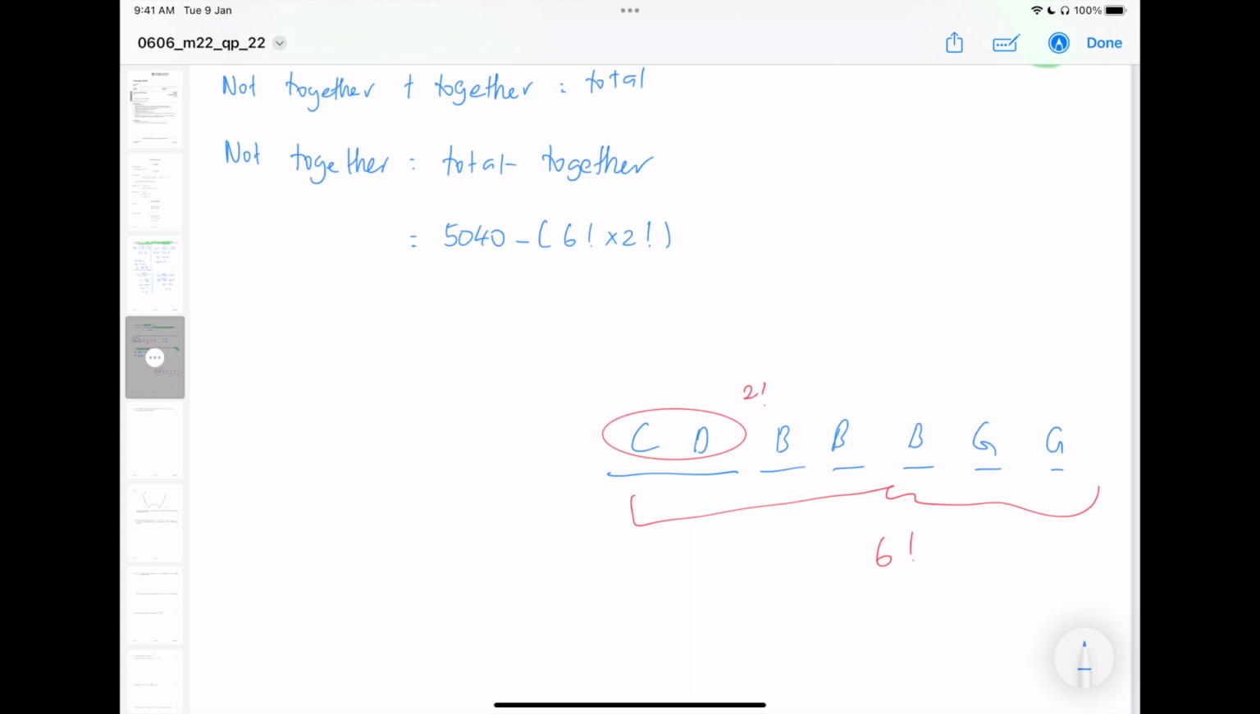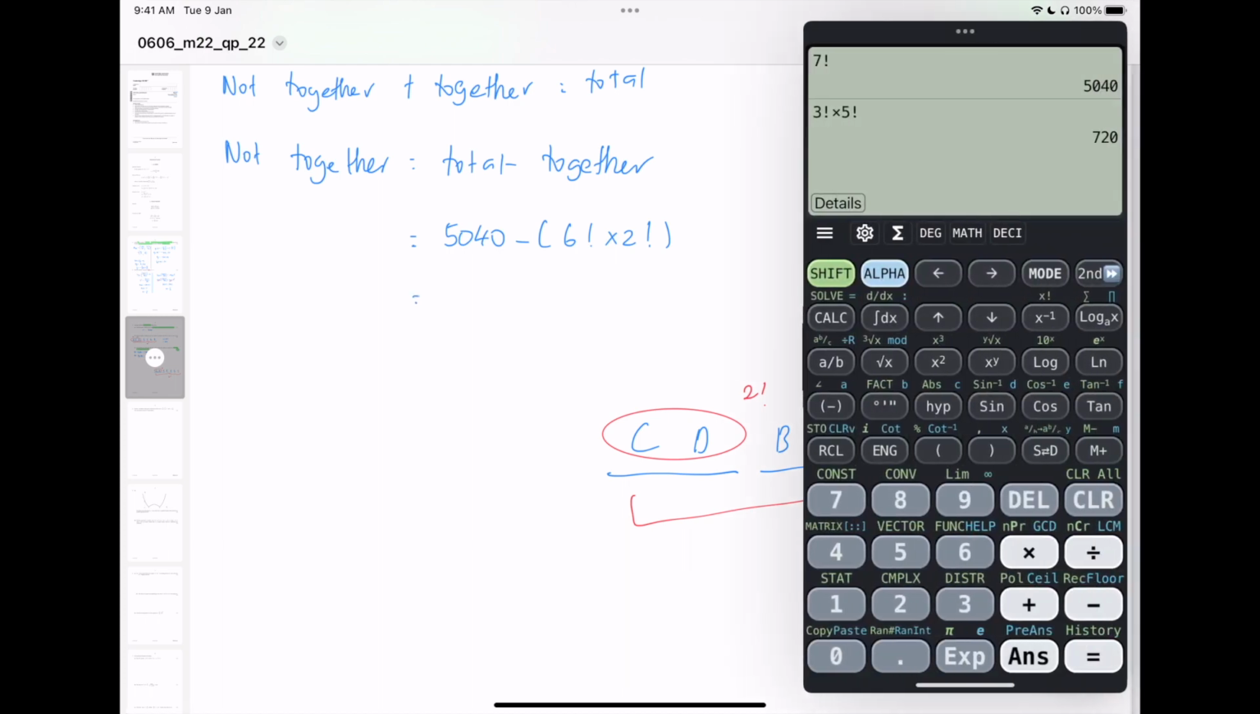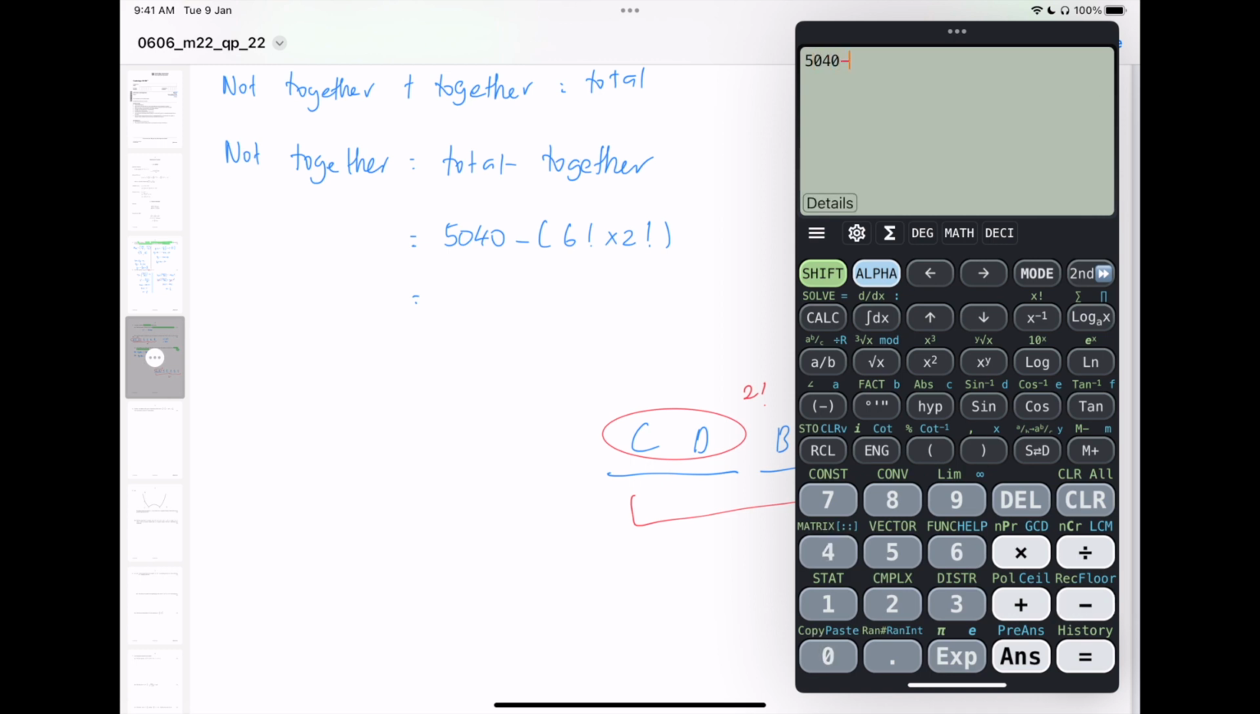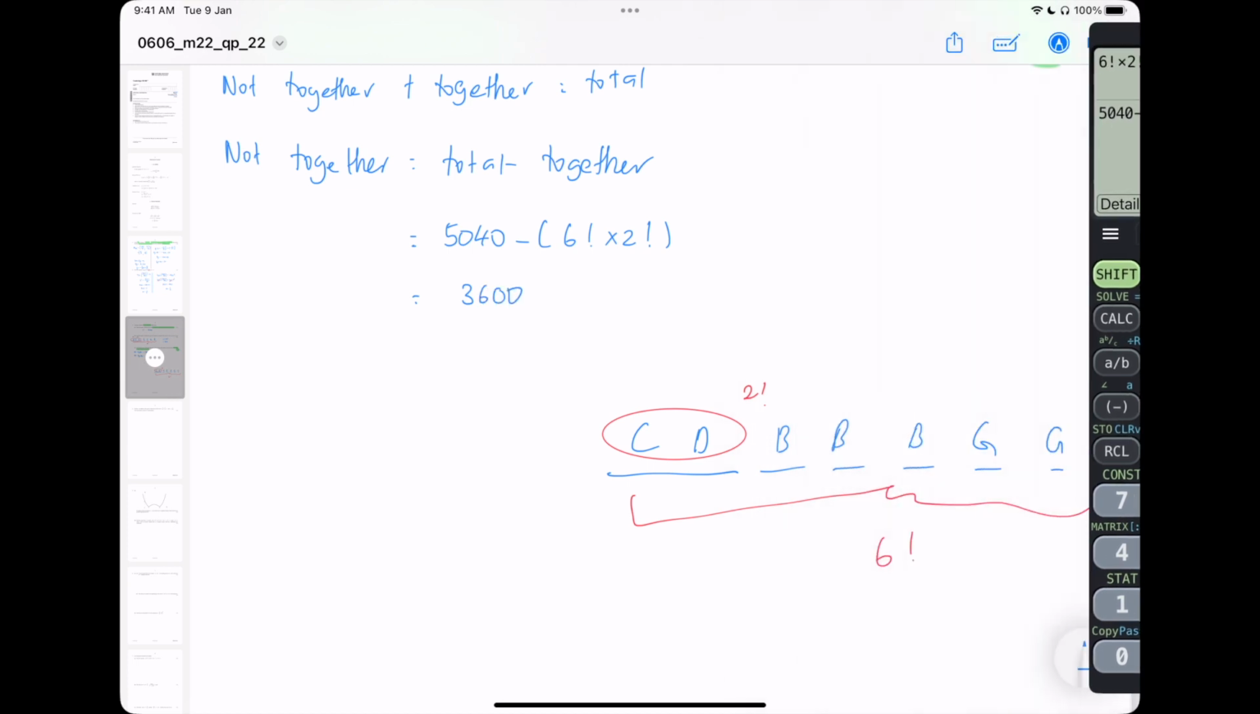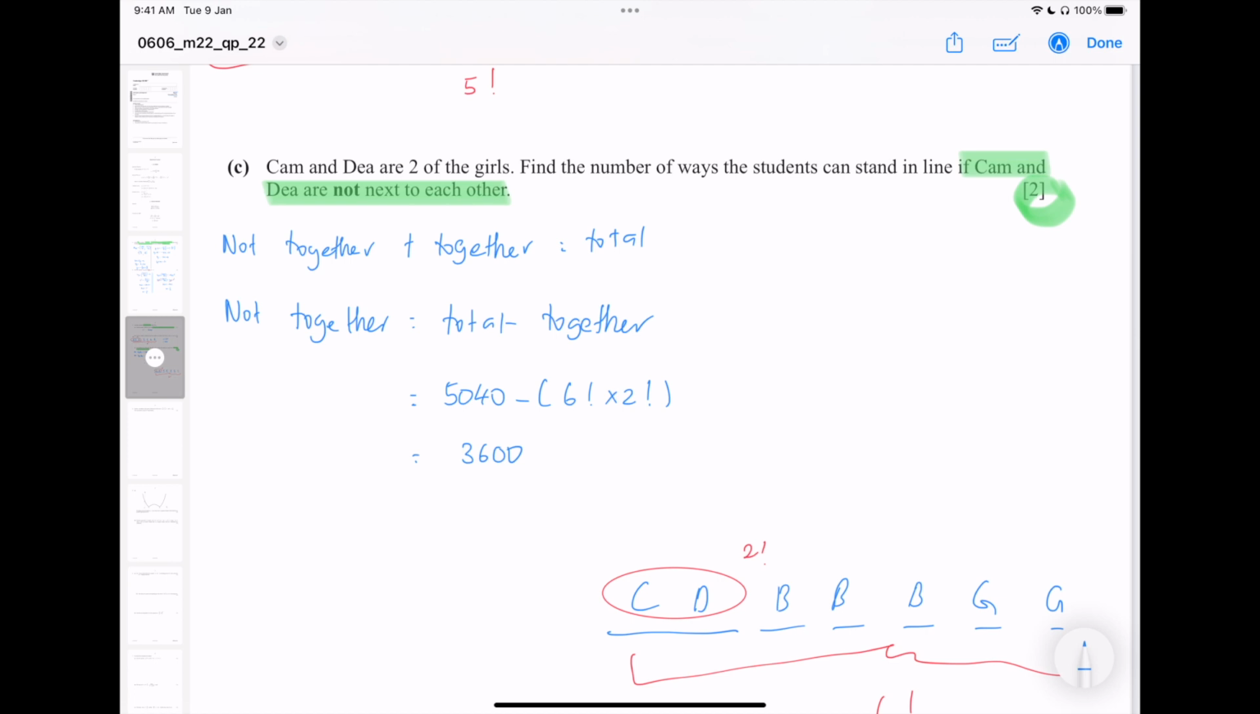That's your together. Minus from the total, you should get 6 factorial times 2 factorial. Okay, then I'll take 5040 minus that, and it's 3600. Okay, so that's the logic between this if you're using everyone.